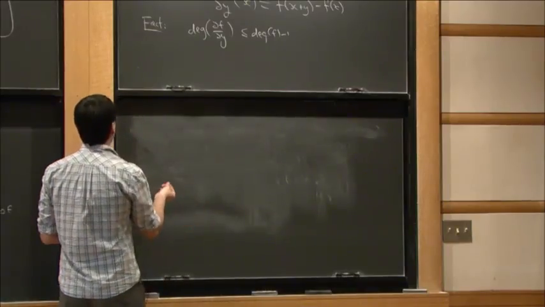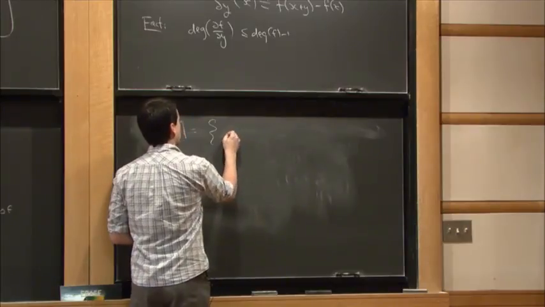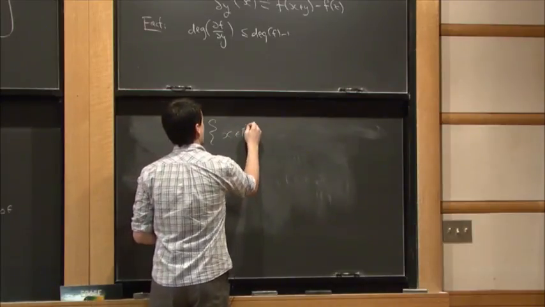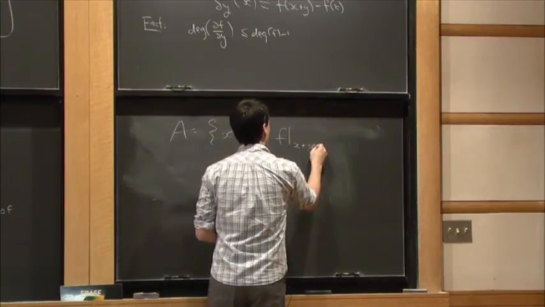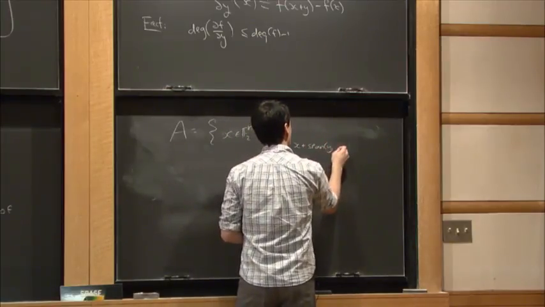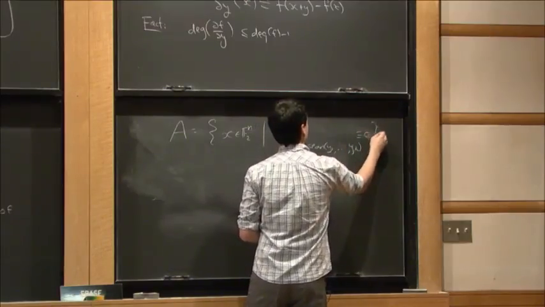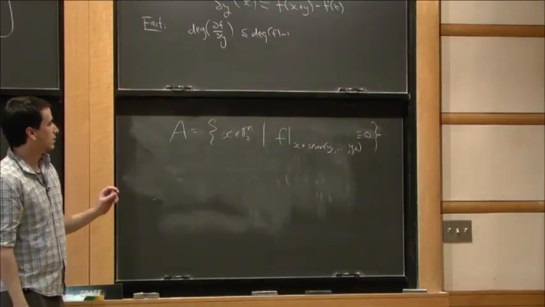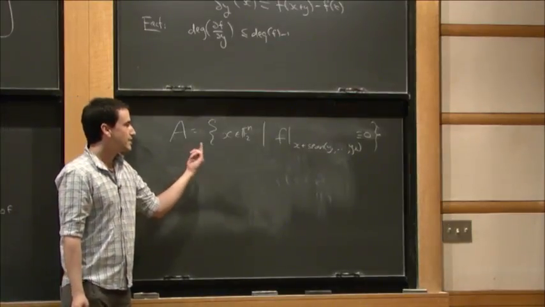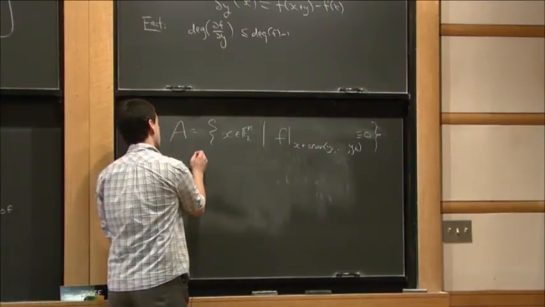Okay, so I'm going to define a set A. This will be the set of all x's such that f of x plus span of y1 up to yk is a constant 0. So by our assumption of our process, we know that u0 is in A.